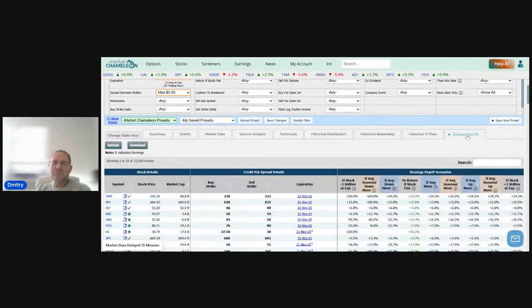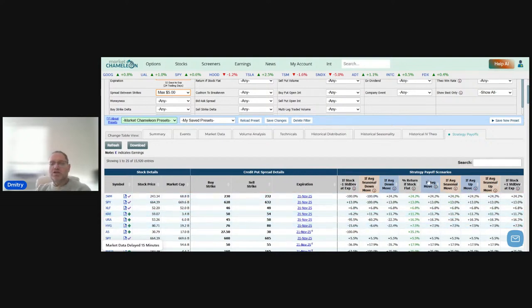In addition to that, we could just quickly look at the strategy payoffs. So I'm going to click on that. So again, this is the same spread in IWM. And here we have these different scenarios. What if the stock went down 1 standard deviation? What if it went up 1 standard deviation? What if the stock was down based on a seasonality move? Average seasonal down move, average seasonal up move. What about just an average move up, average move down?